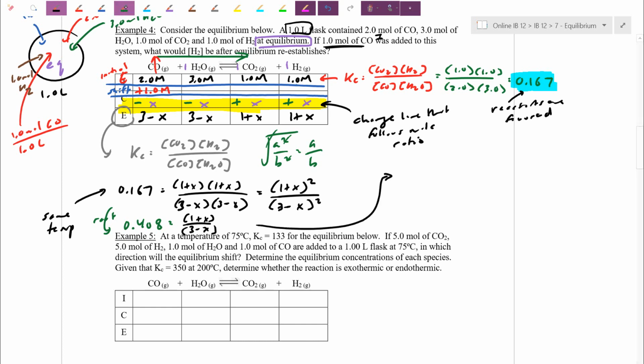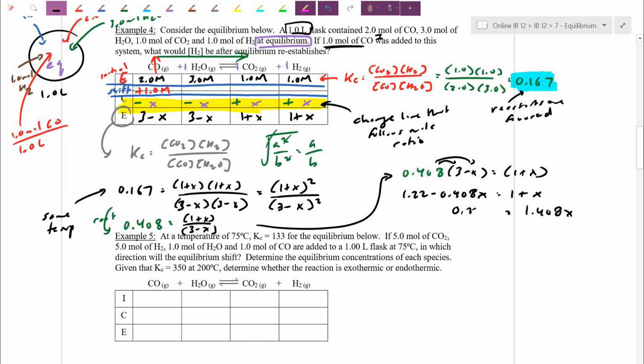I'm going to bring the 3 minus x up. So 0.408 times 3 minus x is equal to 1 plus x. I'm going to distribute the 0.408 in. So 0.408 times 3 gives me roughly 1.22 minus 0.408x has to be 1 plus x. I'm going to collect like terms, so 1.408x has to equal 0.22, and the x is therefore 0.22 divided by 1.408, give or take a little bit of rounding here. I'm getting an x value of about 0.16.